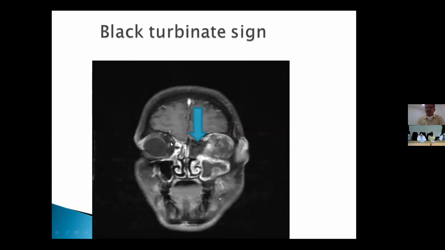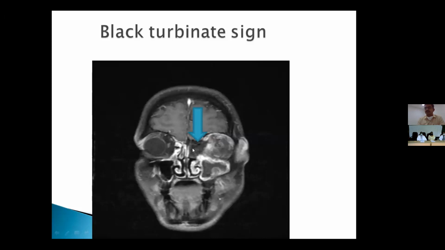Here on the right side, we can see the normal enhancing superior and middle turbinates along with the ethmoid sinus cavity. Compare this to the left side, where we see total lack of enhancement of the left superior and middle turbinates along with the ethmoid sinus cavity. Also, we are seeing lack of contrast enhancement within the maxillary sinuses. So this is the black turbinate sign.